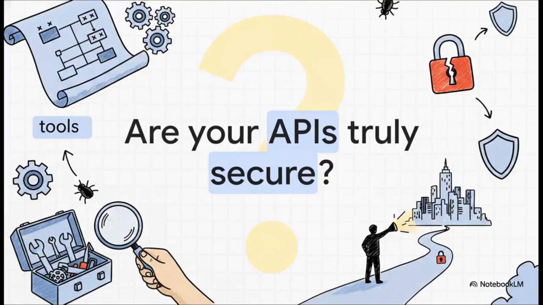As we wrap up this explainer, I want to leave you with something to really think about. You have the blueprints, you know the flaws, and you literally hold the tools in your hands. But are your APIs truly secure? Because it's one thing to possess the inspector's kit, but it is another thing entirely to put it to the test out in the wild. So take these concepts, finalize your toolkit, and go find those broken logs before an attacker does.